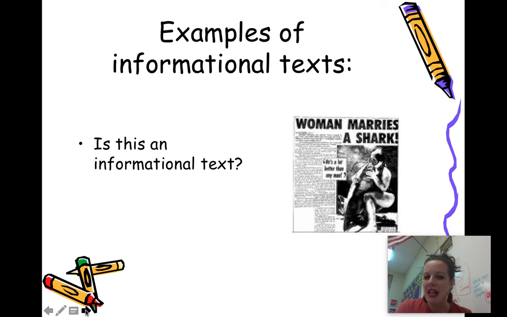But here's some better examples of informational text because that book was tricky. Is this an informational text? Woman marries a shark.